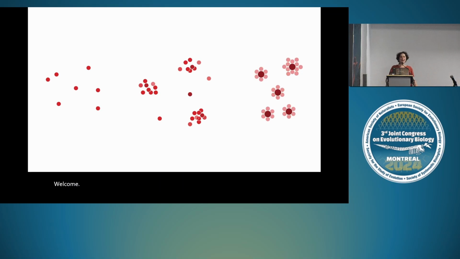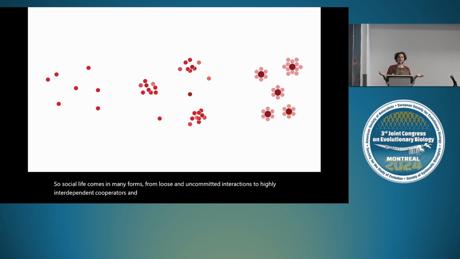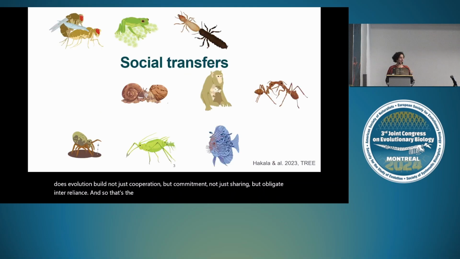So social life comes in many forms, from loose and uncommitted interactions to highly interdependent cooperators. And I'm really excited about how this happens. How does evolution build not just cooperation, but commitment? Not just sharing, but obligate interreliance. And so that's the reason I'm interested in these behaviors.